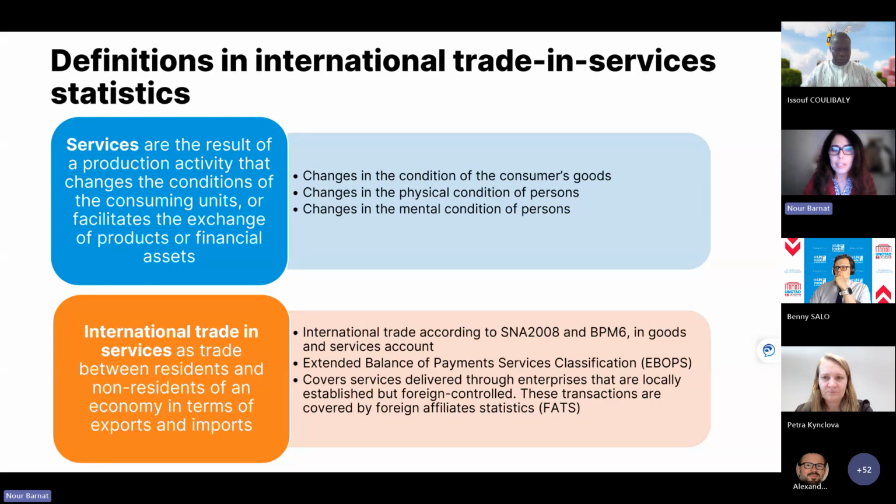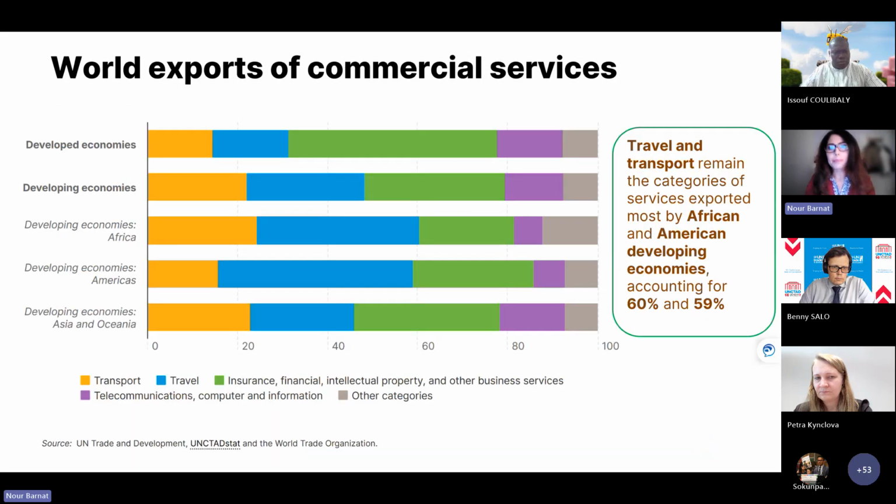The other major aspect is the fact that international trade in services is considered trade between residents and non-residents of an economy in terms of exports and imports. These aspects are well described in the SNA 2008, BPM6, the EBOPS, and all the international guidelines. There is a revision of the BPM6, now it's BPM7, but it is not being implemented yet.